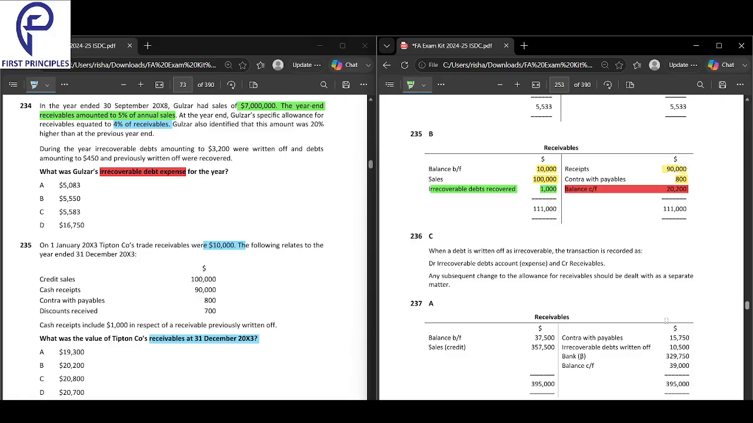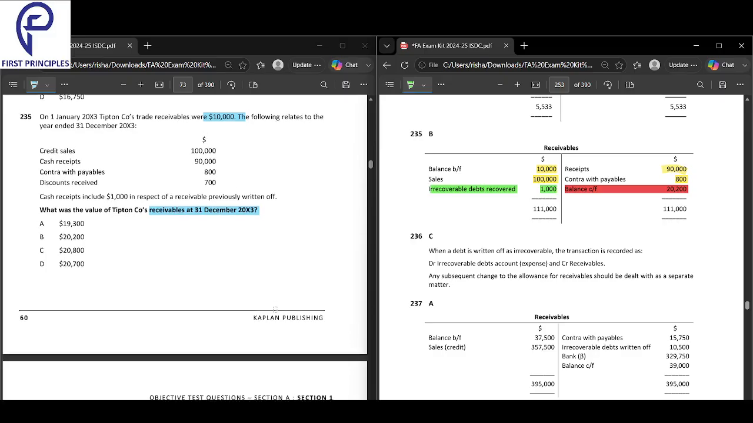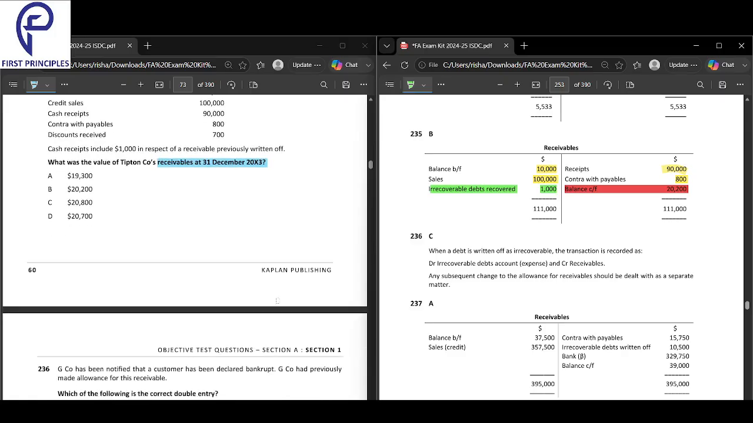And after doing everything, we got the balance carried forward. That is about this. We got a balance carried forward of 235.